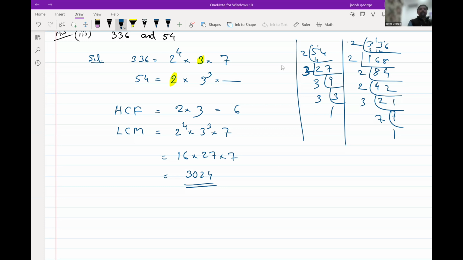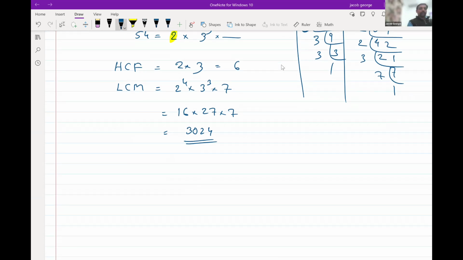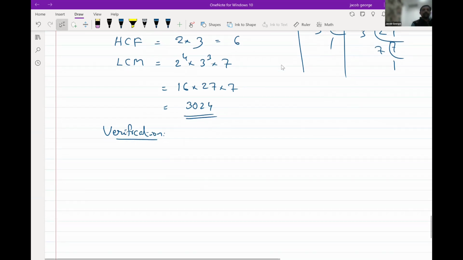Okay. Then we do the verification. This verification is normally for 2 numbers. It is not applicable for 3 numbers. We cannot do this verification for 3 numbers. This is for 2 numbers. Okay. So what is the verification?